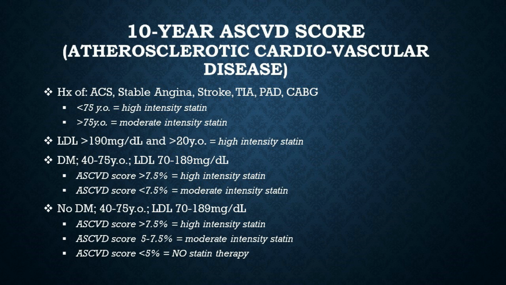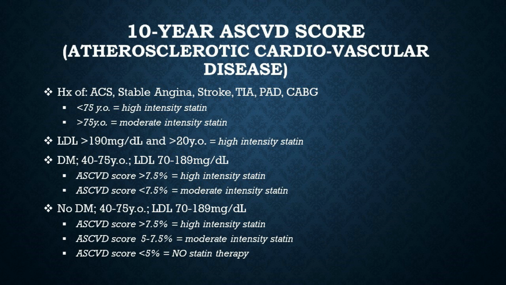If the patient has a history of acute coronary syndrome, stable angina, stroke, TIA, PAD or CABG procedure, and if they are less than 75 years of age, then we have to put them on high-intensity statin. And we have only two so far high-intensity statins, which are the rosuvastatin and the atorvastatin. If the same patients are more than 75 years of age, then you have to put them on moderate-intensity statins. Now, if the patient has LDL more than 190 milligrams per deciliter and the patient is more than 20 years of age, then again he needs to be on high-intensity statin therapy.